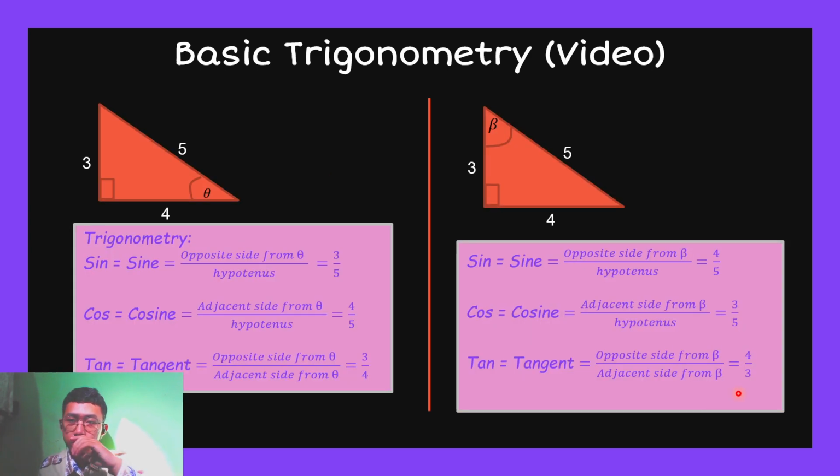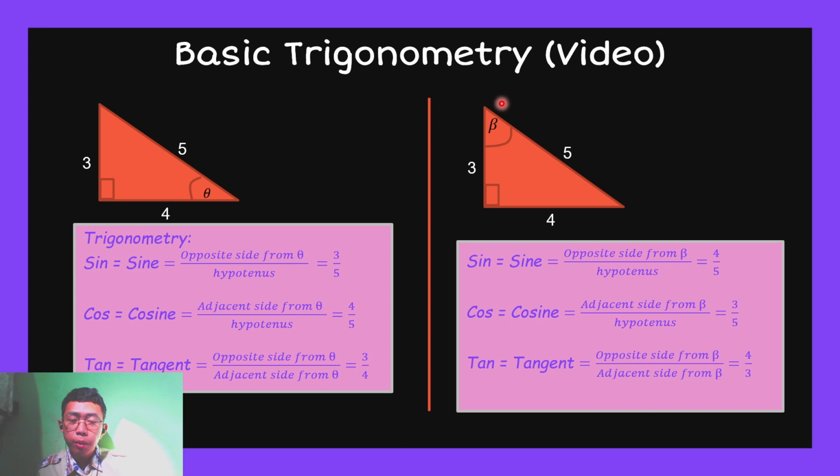For example, for the theta here, sine is opposite side over hypotenuse, so 3 per 5. For cosine, the adjacent side is here, so 4 per 5. Tangent is opposite side over adjacent side, so 3 per 4.